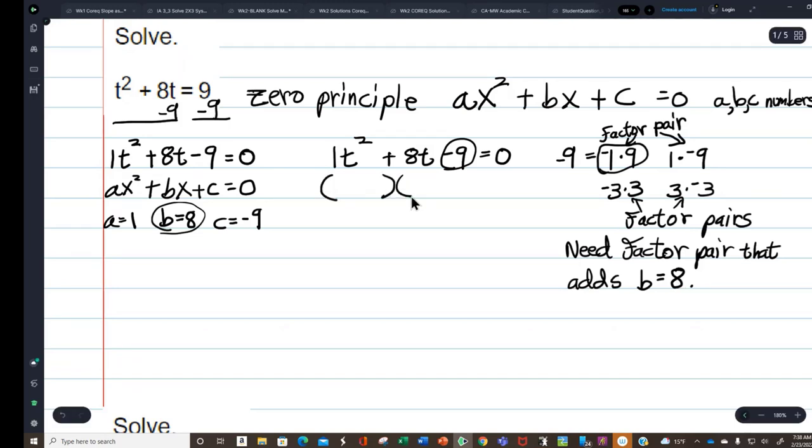I make two empty sets of parentheses. And then I split apart my t squared here and here. And then I use these numbers up here. I'm going to have a negative 1, so I change that to a minus 1. And I'm going to have a positive 9, so I change that to a plus 9. And these are the factors.